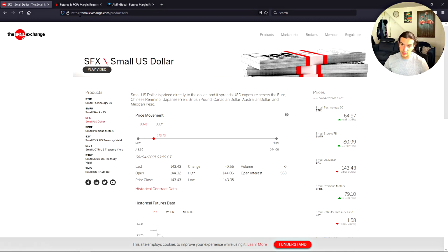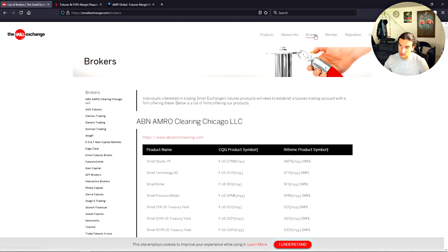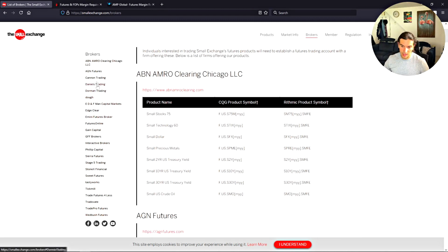Your broker might not be offering the product. So what you want to do is go onto the Small Exchange website, then go over to brokers. On the left side of this page, you can see all of the brokers that they're associated with.